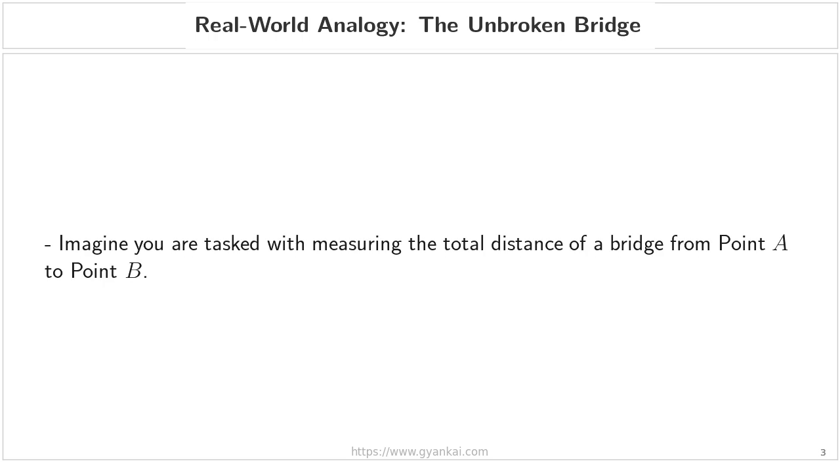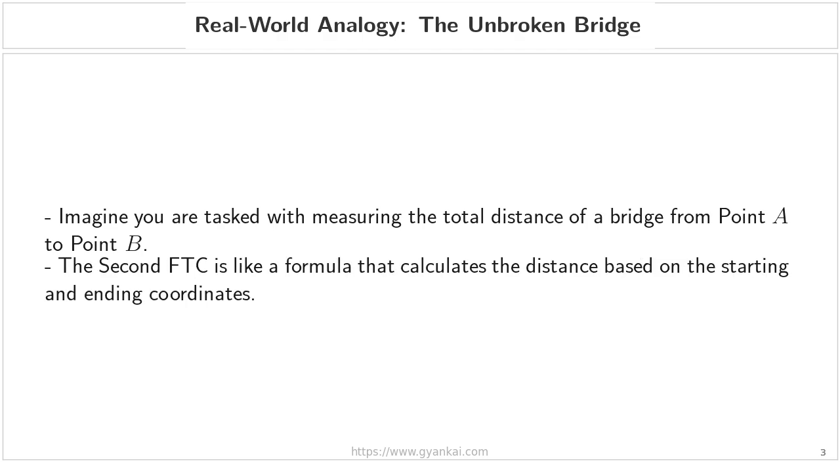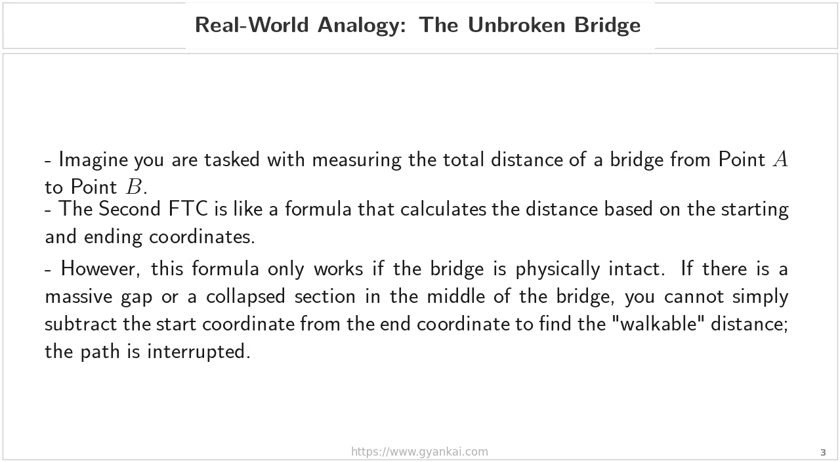Imagine you are tasked with measuring the total distance of a bridge from point A to point B. Think of this as analogous to finding the definite integral of a function between two limits. The second FTC is like a formula that calculates the distance based on the starting and ending coordinates. Essentially, it allows us to find the total area under the curve, or in this case, the total distance, by evaluating the antiderivative at the endpoints. However, this formula only works if the bridge is physically intact.